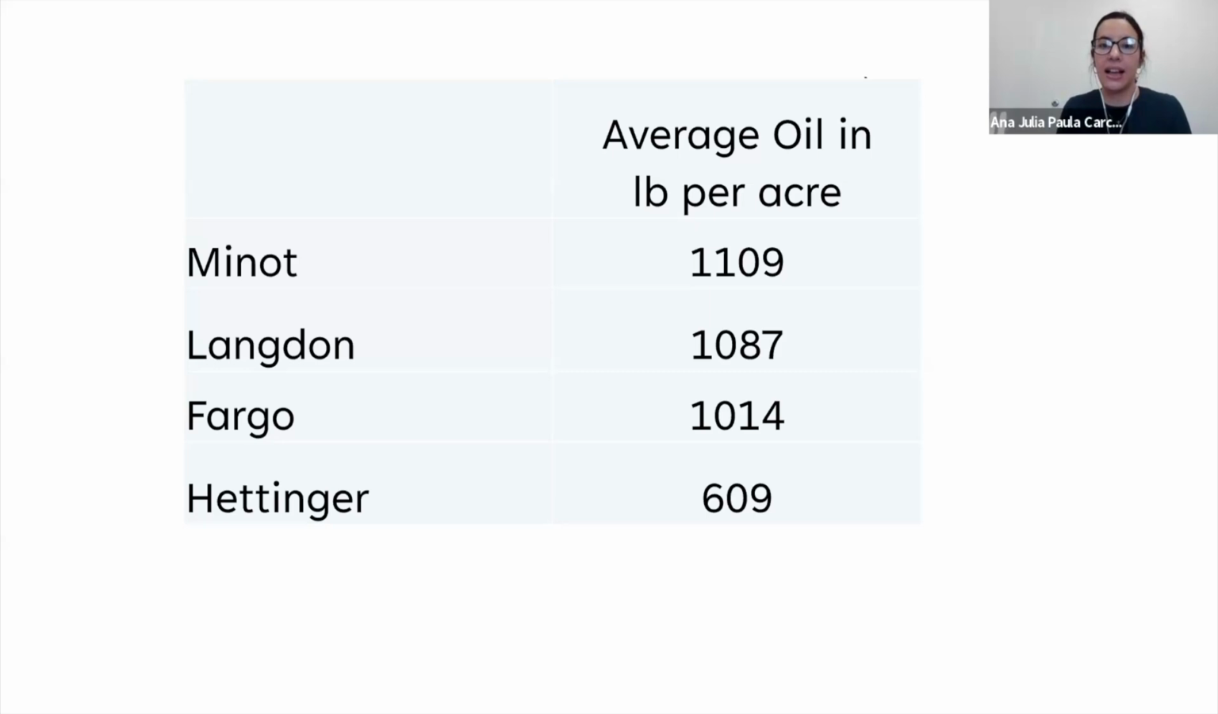And in order to show oil and yield at the same time, I converted, and what I'm showing here is the average oil, instead of in concentration, in pounds per acre. So it's just the conversion of the yield and the oil into pounds per acre. So saying this, we can see that here Hettinger had a lower environmental quality, and if we go to Minot, in the past year, it had a higher environmental quality.